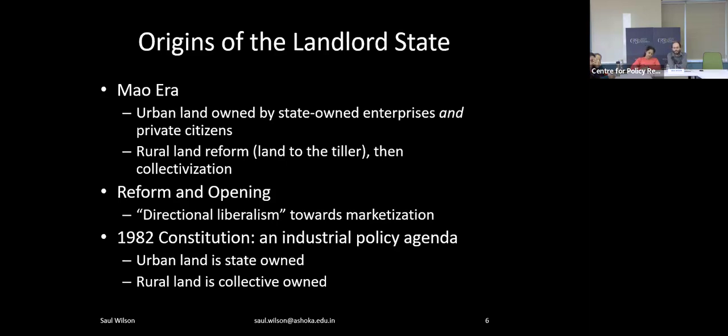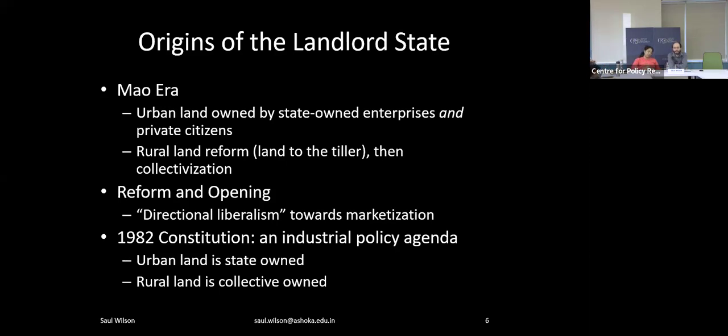It had been initially redistributed to individual peasants and households through rural land reform, but starting in the 1950s, it was then collectivized and was largely managed out of the rural collective. And so in the Mao era, land both in the cities and in the countryside was relatively dispersed. Land ownership was relatively dispersed.